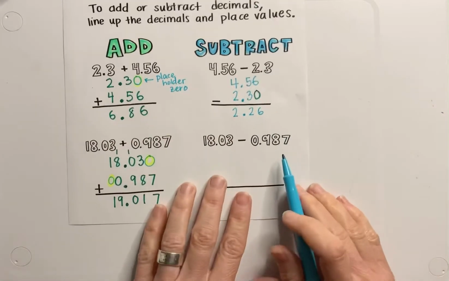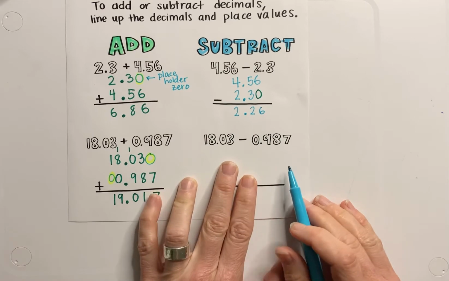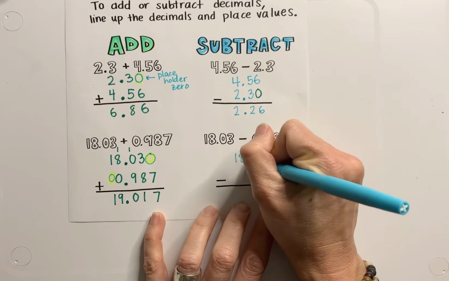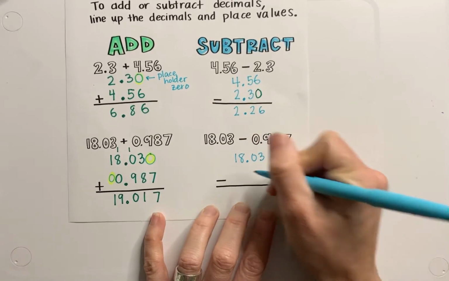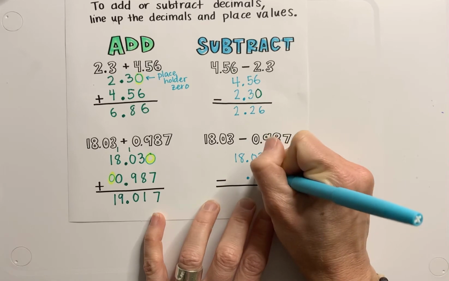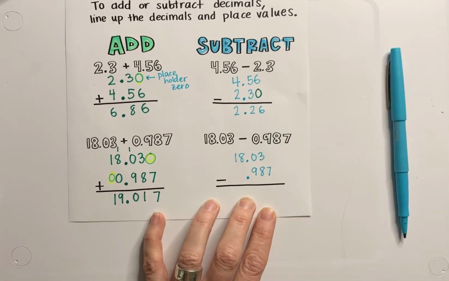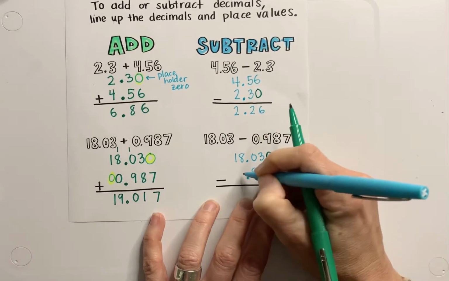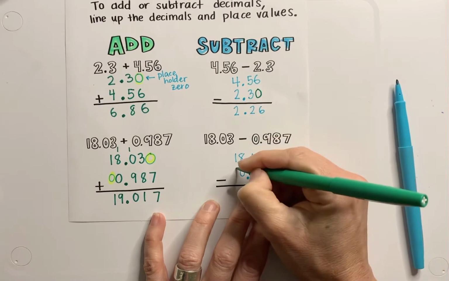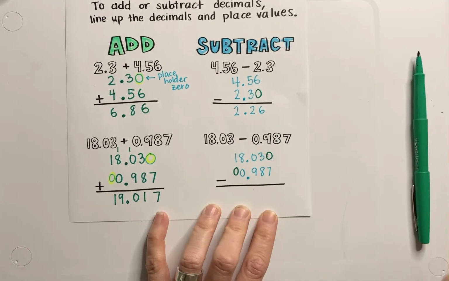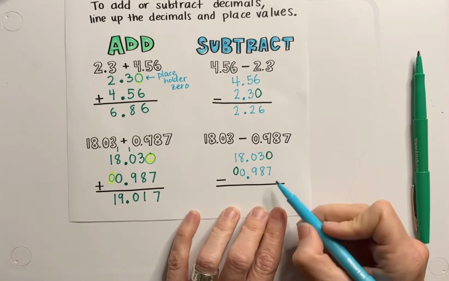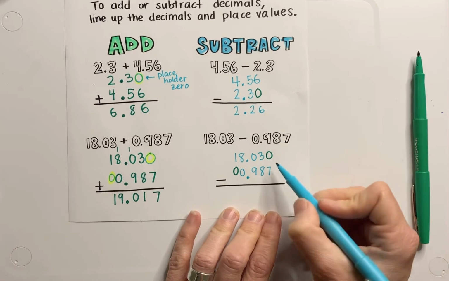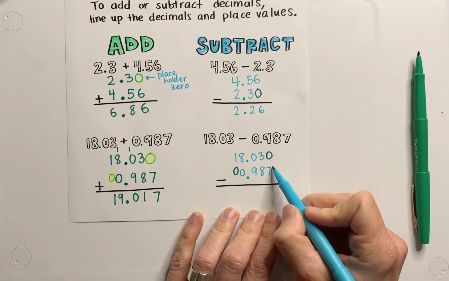Okay, now let's go down to our last one. 18 and 3/100 minus 987 thousandths. Again, I'm going to line up my numbers based off of the decimal point. I'm going to put in some placeholder zeros. Well, I guess that was already there, but you get the idea. All right, so now I am going to subtract. This is where I often see that mistake. A student will bring down a 7 there, but that's not what that means. It means 0 thousandths, and I'm taking away 7.